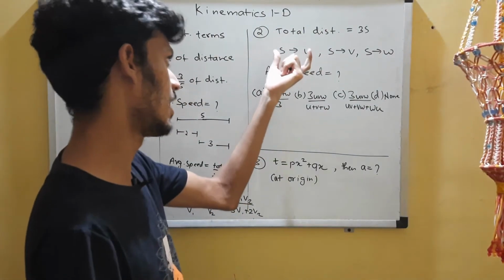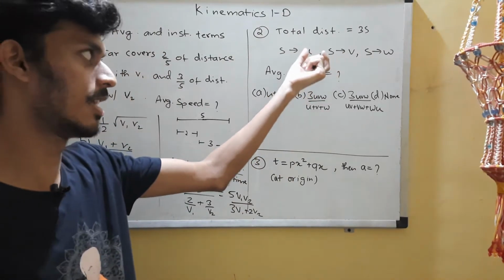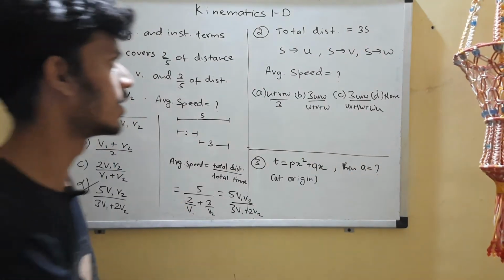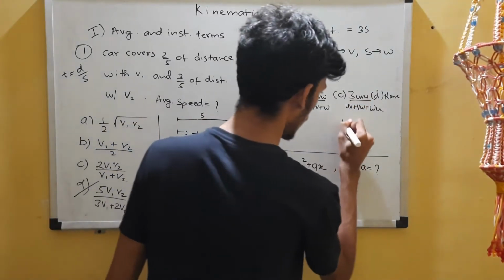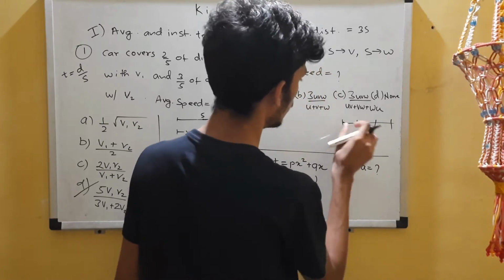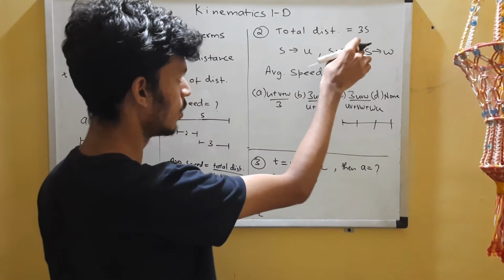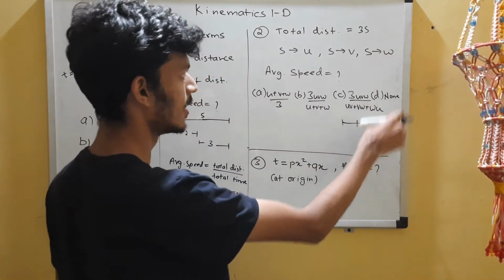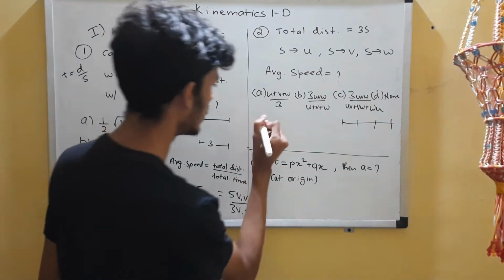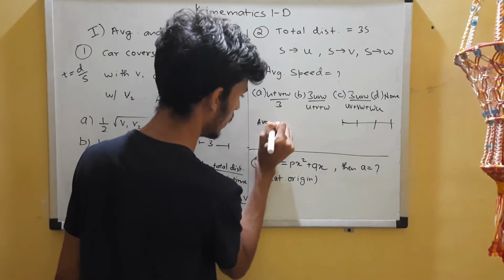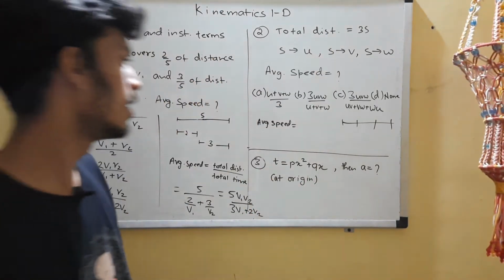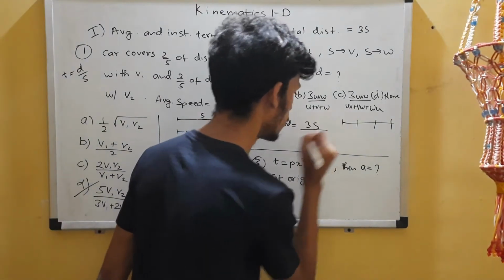It travels distance s with velocity u, the next s with velocity v, the next s with velocity w. So we have 3s: 1s, 2s, 3s. It travels this distance with velocity u, this distance with velocity v, this distance with velocity w. You are again supposed to find average speed. Average speed, as you know, is given as total distance upon total time taken.